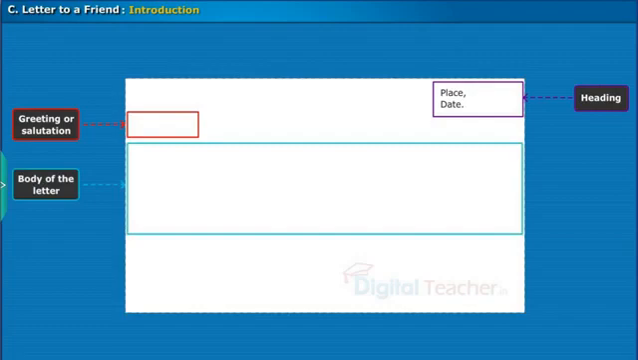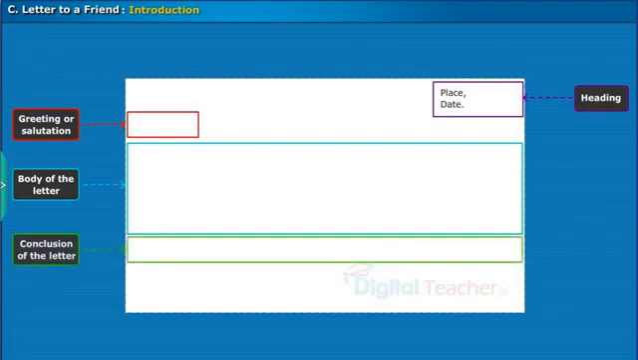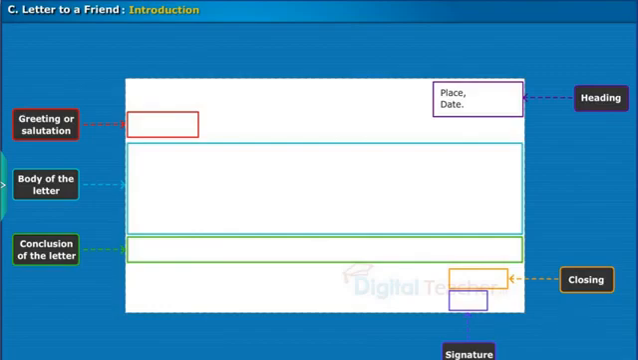After the salutation, from the left side of the page, the content of the letter is written in the body section. If the body is more, we divide it into paragraphs properly. Below the body section, the conclusion of the letter is written. After the conclusion, the complimentary close is written. Below the closing, signature, that is the name of the sender, is written. After the letter is completed, the to address, that is the address of the receiver, is written on the envelope.